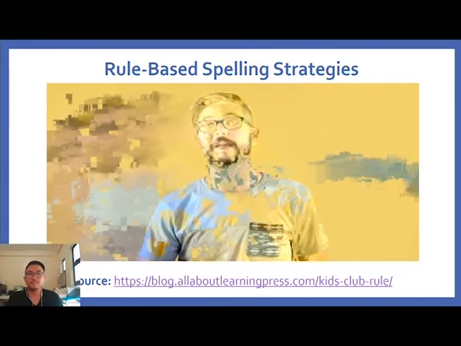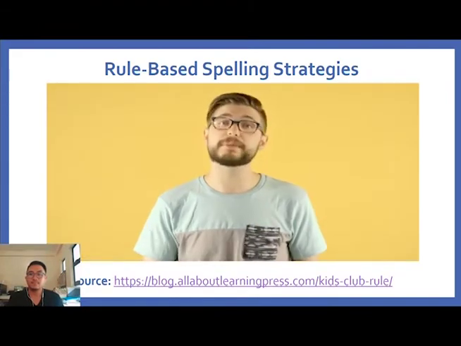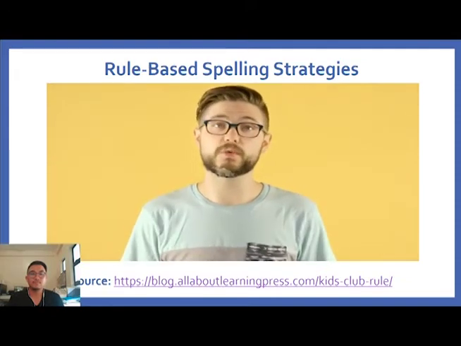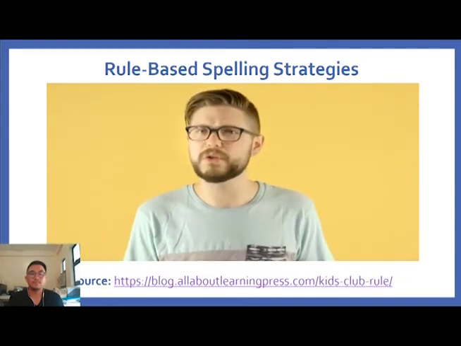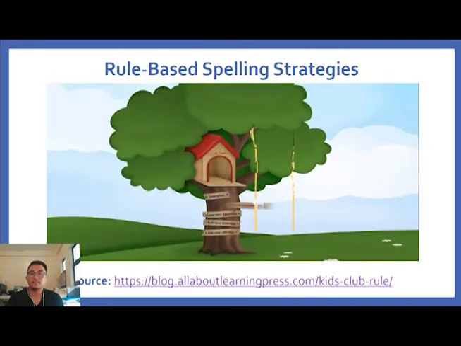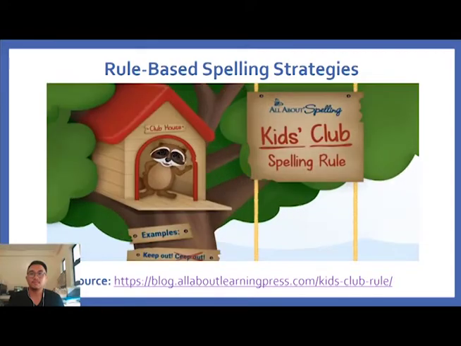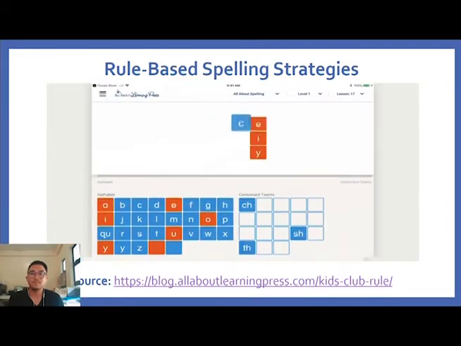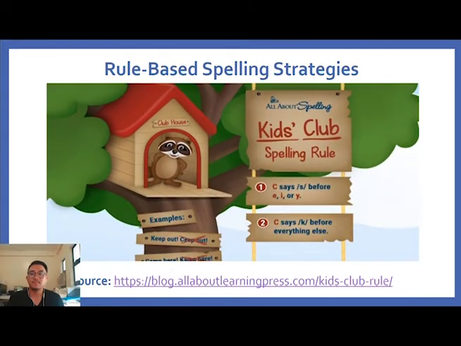The Kids Club rule explains when to use C or K at the beginning of a word, as in keep, camp, and craft. Each of these will start with K, but how do you know whether to use C or K? If the C is followed by an E, I, or Y, it says S, S, S, S. If the C is before any other letter, it says K.